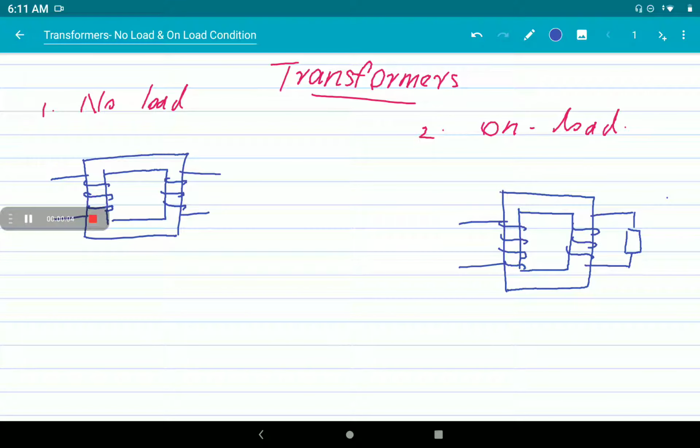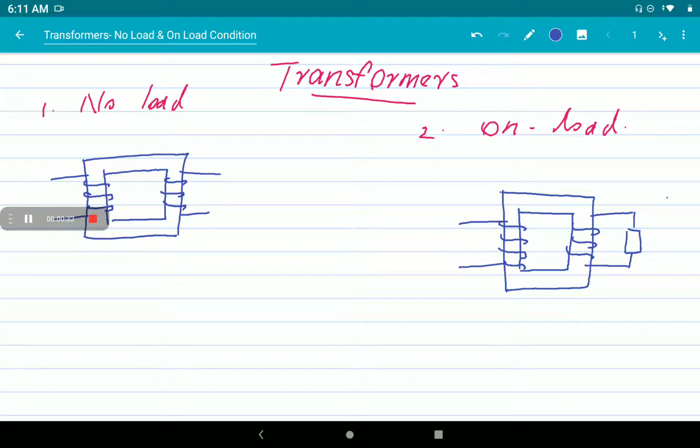Okay, good morning. Today we are going to study about transformers. That means practical transformers on no load condition, and what the voltage and current relationships are on load condition. For a practical transformer, we have to consider two cases: when the transformer is on no load and also when it is loaded. So first we are going to consider the no load condition.